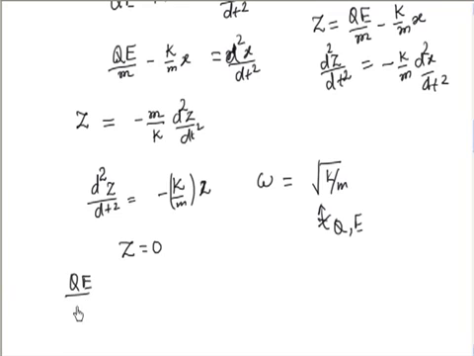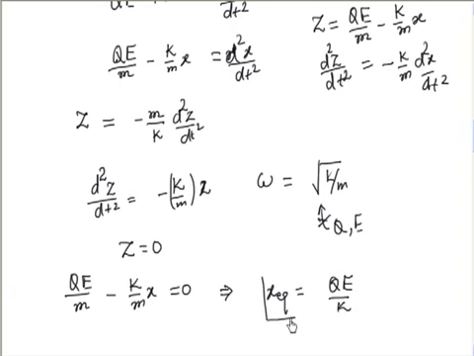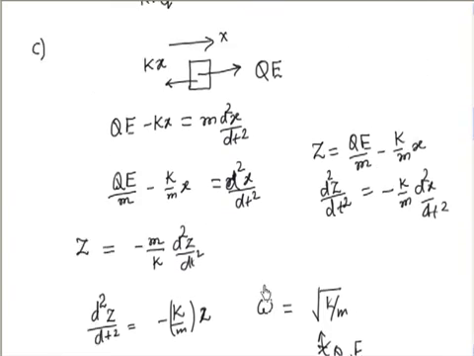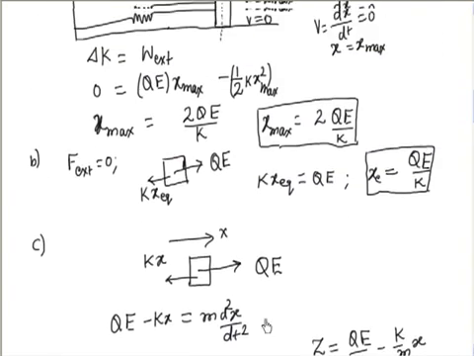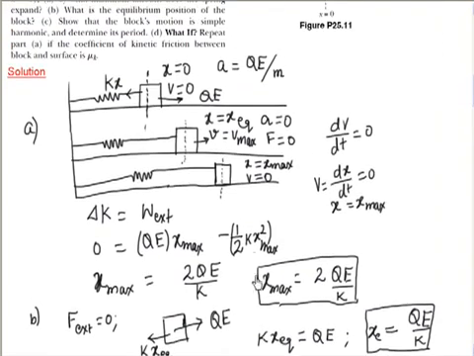So QE by m minus k by m into x is equal to 0. This is the mean position, and the same value you calculated at the top also. So x equilibrium, that is the mean position, is the same value QE by k that we calculated at the top. You check yourself, you get the same value. Are you getting or not? So I have to go slightly fast. This is the same value, QE by K.